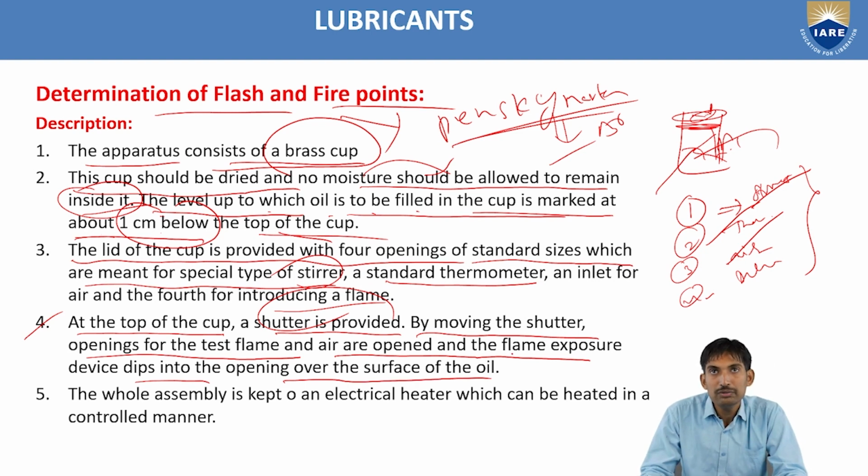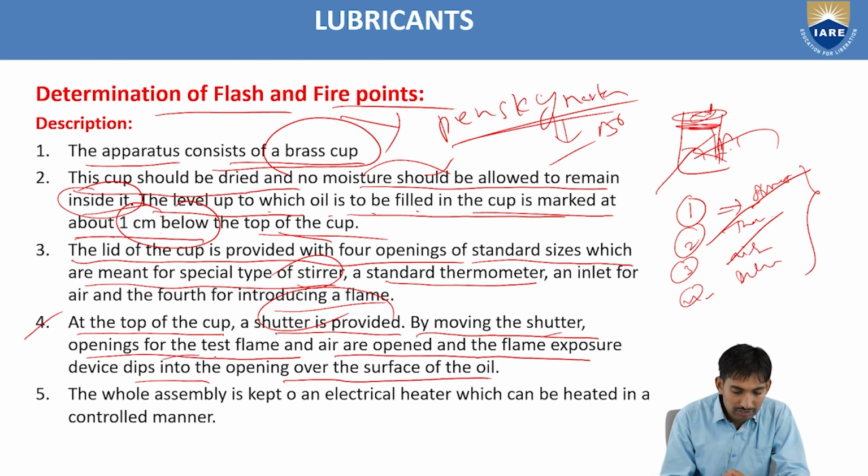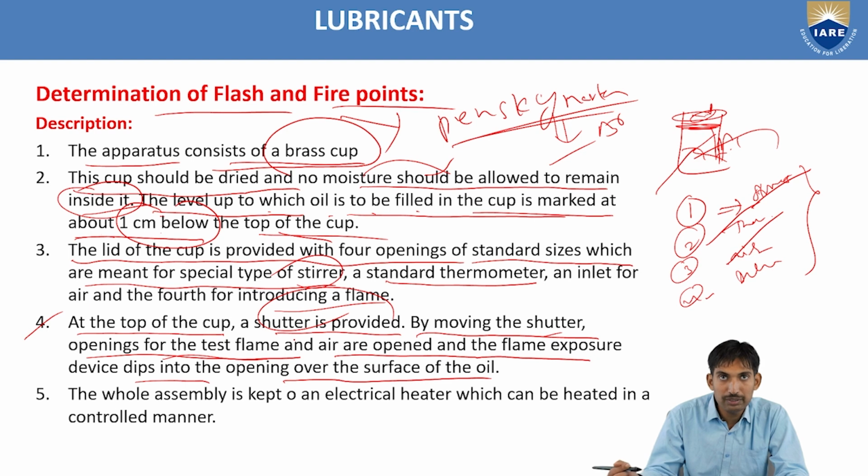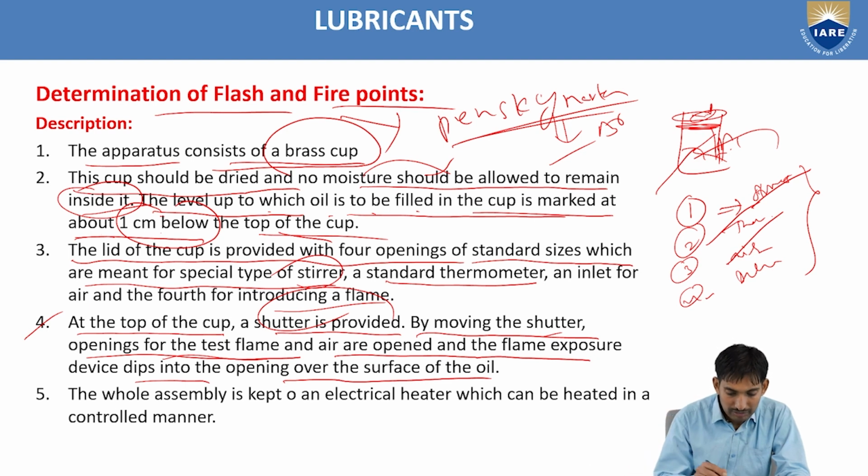At the top of the cup, a shutter is provided. By rotating this shutter, the openings for the test flame are opened. You have to bring the test flame to that shutter, and openings for the test flame and air are opened and the flame exposure device dips into the openings over the surface of the oil.